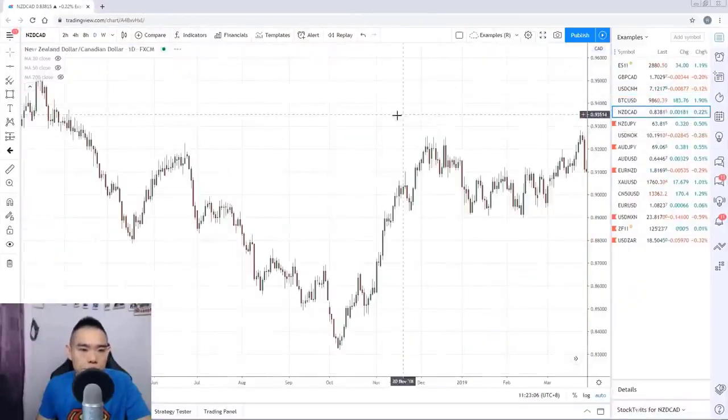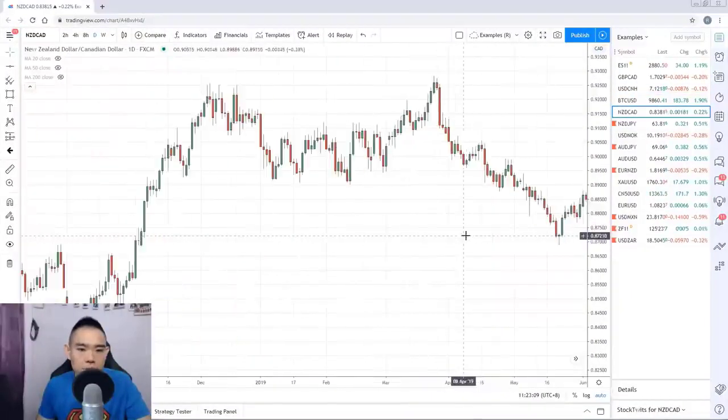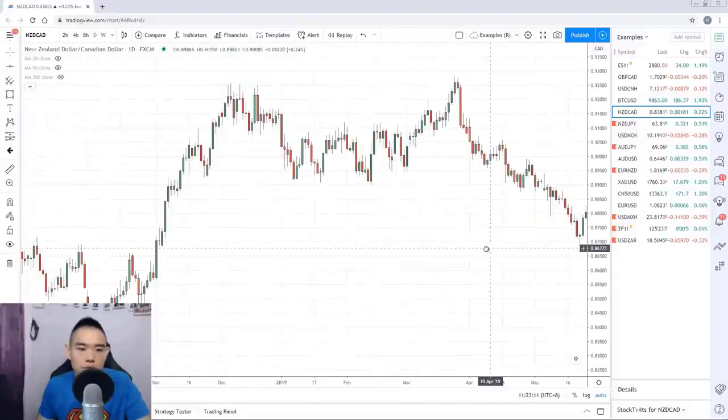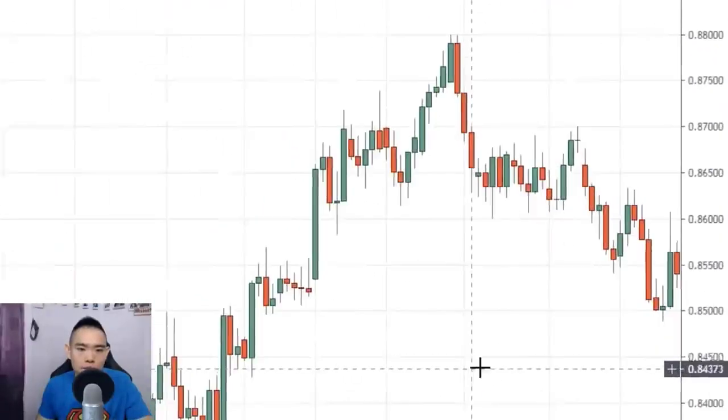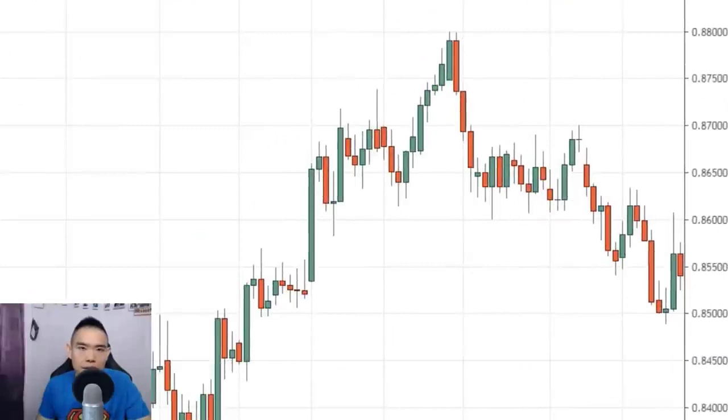So first one over here, New Zealand against the Canadian. Let's first and foremost, I said that you want to look for a build up on the higher time frame. So you can see that over here, New Zealand Canadian, we have a build up form over here. So this is the daily time frame. Now we need to go down to a lower time frame to look for a false break setup. So I'm going to do some magic here. Let me just split the chart into two.